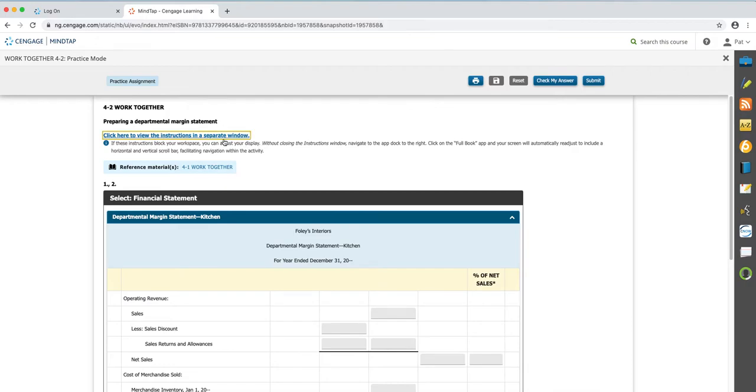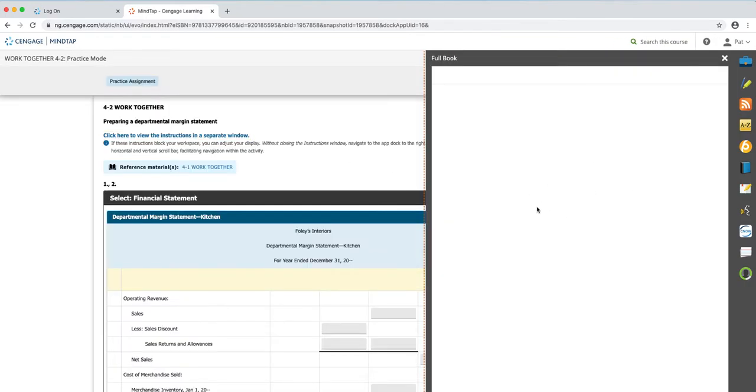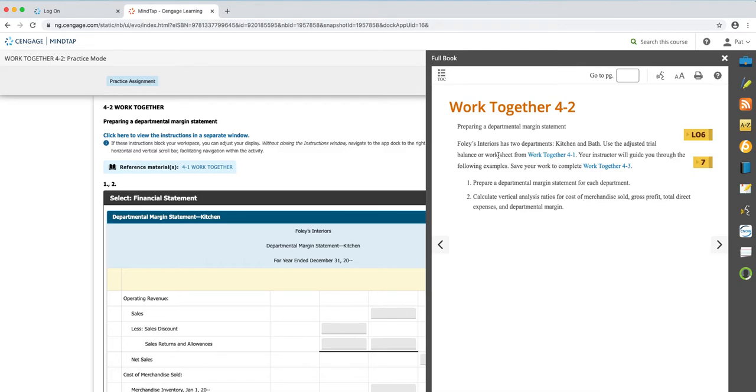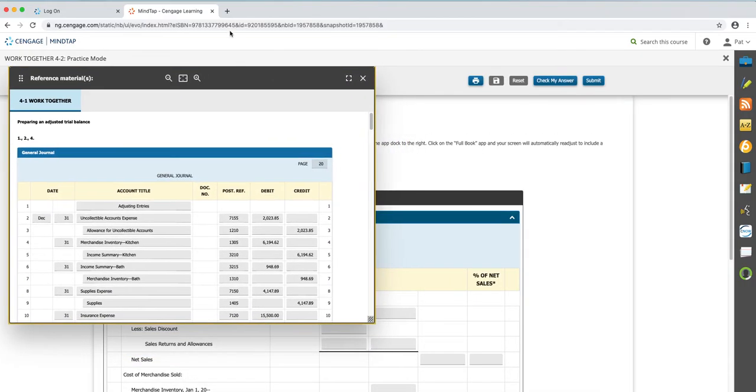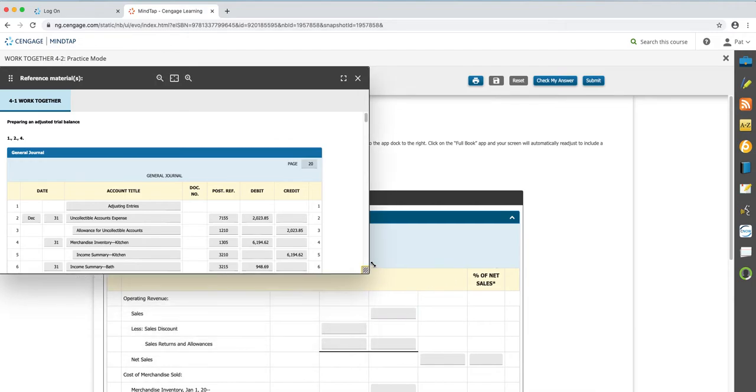Okay. It says click here to view the instructions again. You see that, hopefully, the instruction sheet says, again, we're Foley's, kitchen and bath. We need to use the adjusted trial balance worksheet from 4.1. That's what we used to do for a worksheet. To complete this, we want to prepare a department margin statement for each department, which is this, and then we want to calculate the vertical analysis ratios of cost of merchandise sold, and they show you what those are, where to put them. But we're not going to have this up. It says to use the 4.1 work together as our guide, so we will try that as best we can.